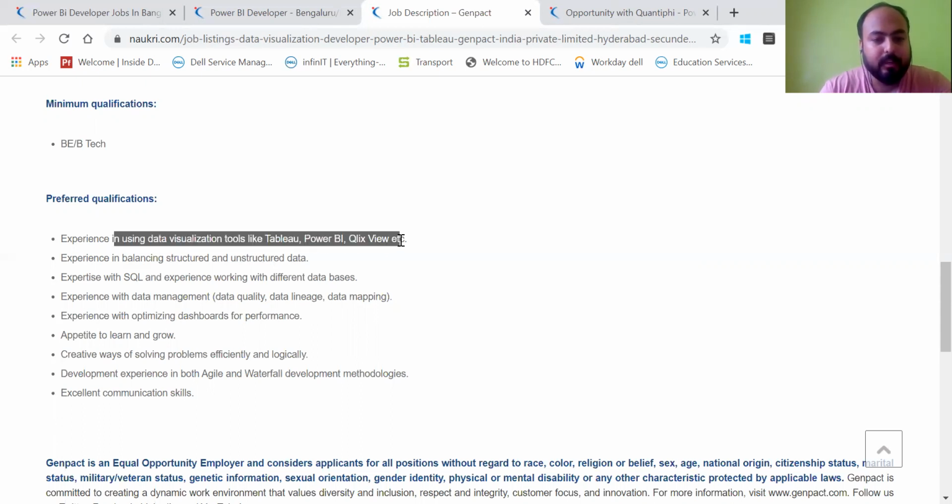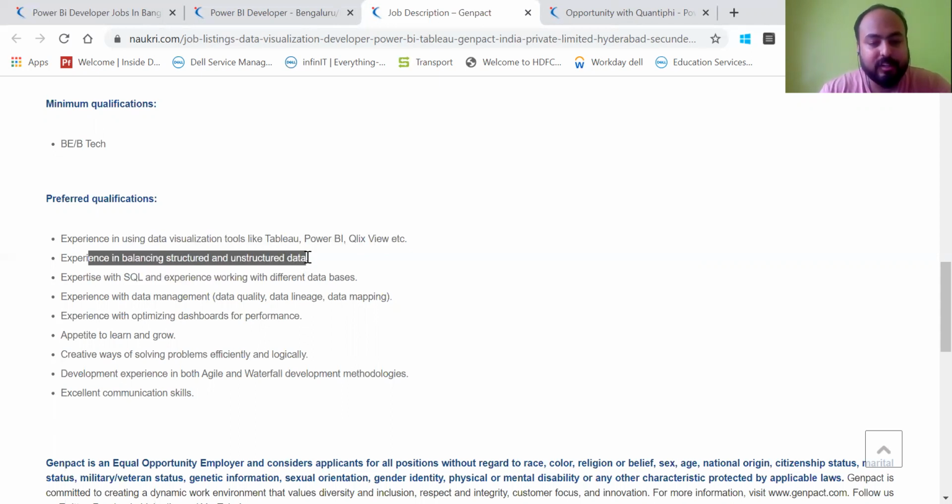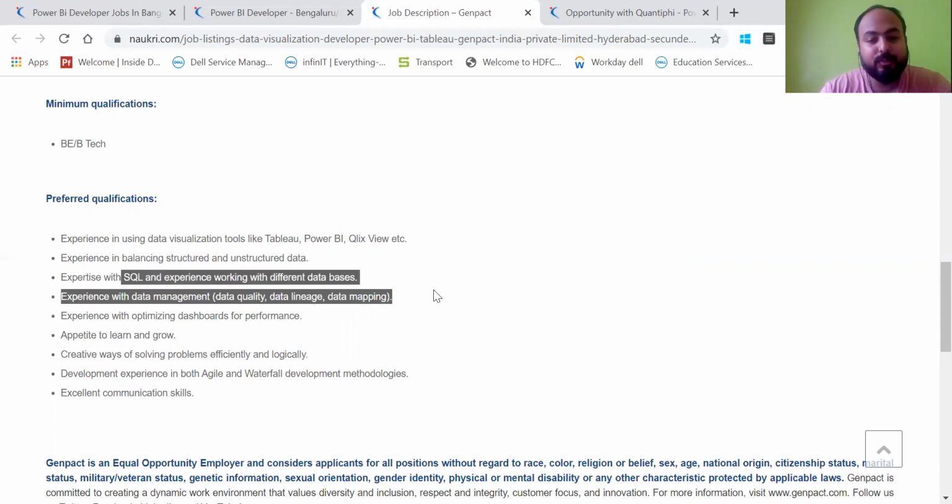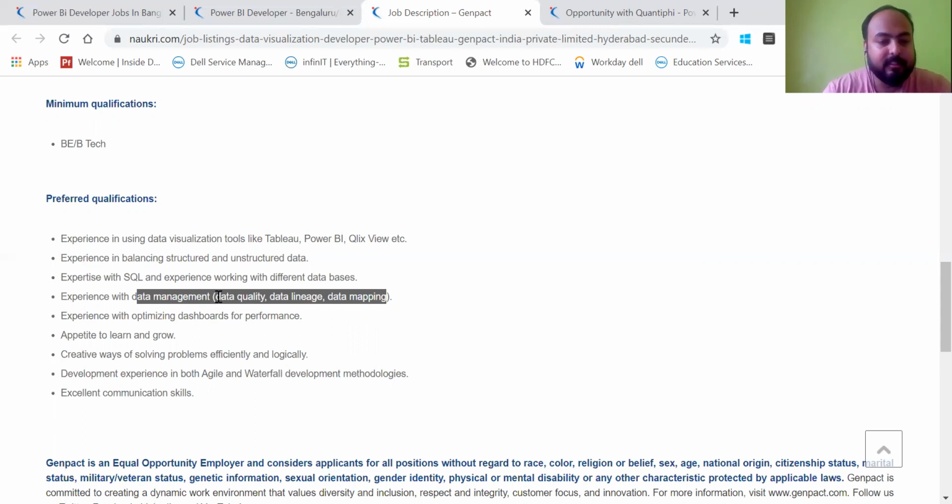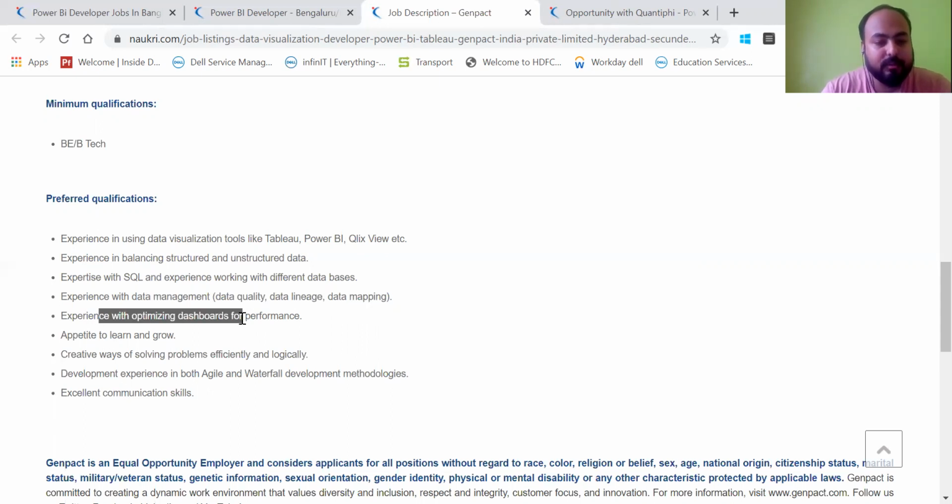you should be good with Power BI, Tableau, Qlik, any of them. Balance between structured and unstructured data, you should know that. Expertise with SQL and experience working with different databases, that is an important thing. Experience with data management, data quality, data alignment. So this is about how you have to clean the data and manage the data and everything. Optimizing dashboards, creative ways of problem solving.